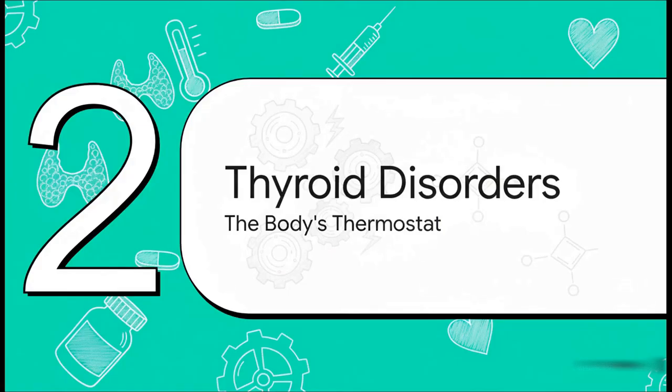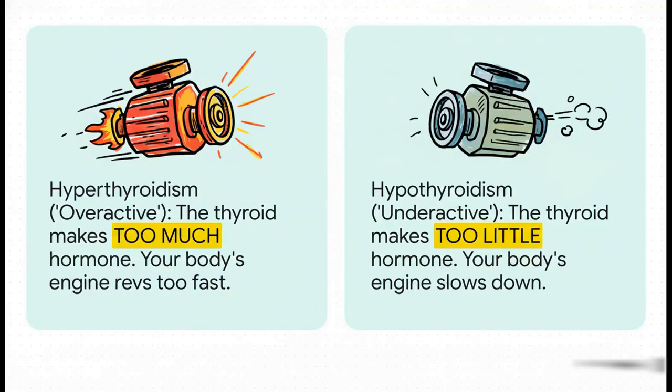Okay, let's dive into our first major player, and trust me, you will see this on the PTCB. We're talking about the thyroid gland. I want you to think of it as your body's internal thermostat, or maybe like the engine. It basically controls how fast or slow your metabolism runs. This slide lays it out perfectly. You've got two main problems. On one hand, you have hyperthyroidism. Think hyper, overactive. The engine is just revving way too fast because there's too much hormone. On the flip side, you have hypothyroidism. Think hypo, underactive. The engine is slowing down, it's sluggish, all because there's not enough hormone. If you can remember this simple engine analogy, the symptoms will make total sense.